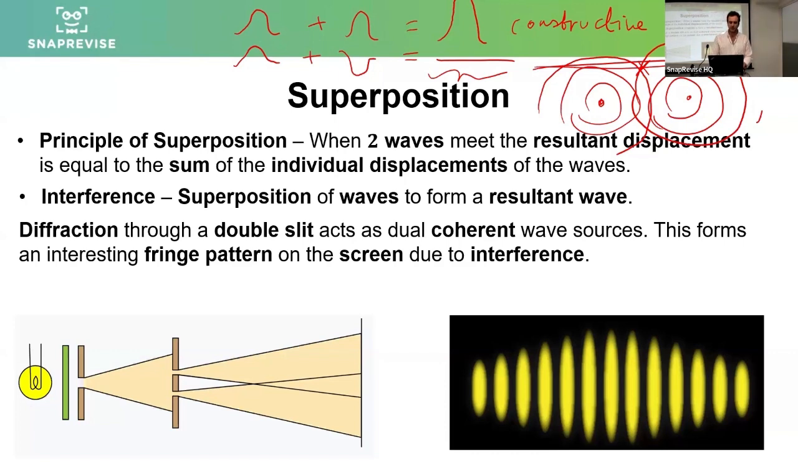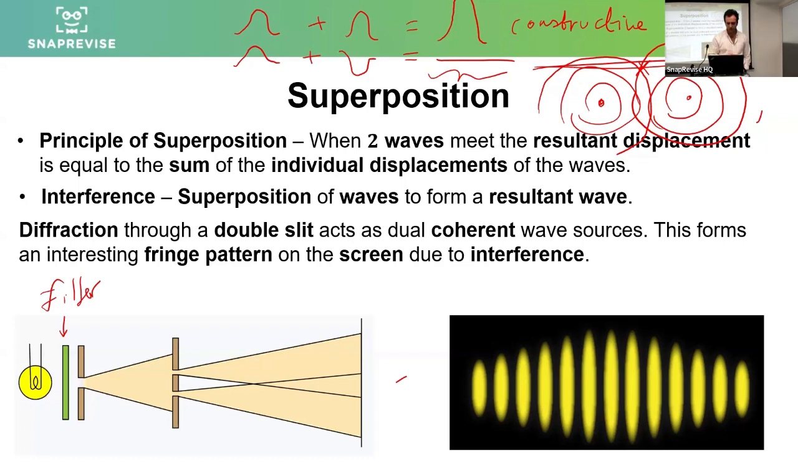Diffraction through a double slit, Young's double slit experiment, a famous historical experiment, acts as dual coherent wave sources. So you get a light source, and we pass it through a filter so that it's all the same frequency. We use the first slit, which in itself is an interesting experiment, and it forms a fringe pattern normally, but we're just using it here as a source of diffraction. So it spreads out wide enough that we can illuminate both these holes. Great, good job. So don't focus too much on the first slit.